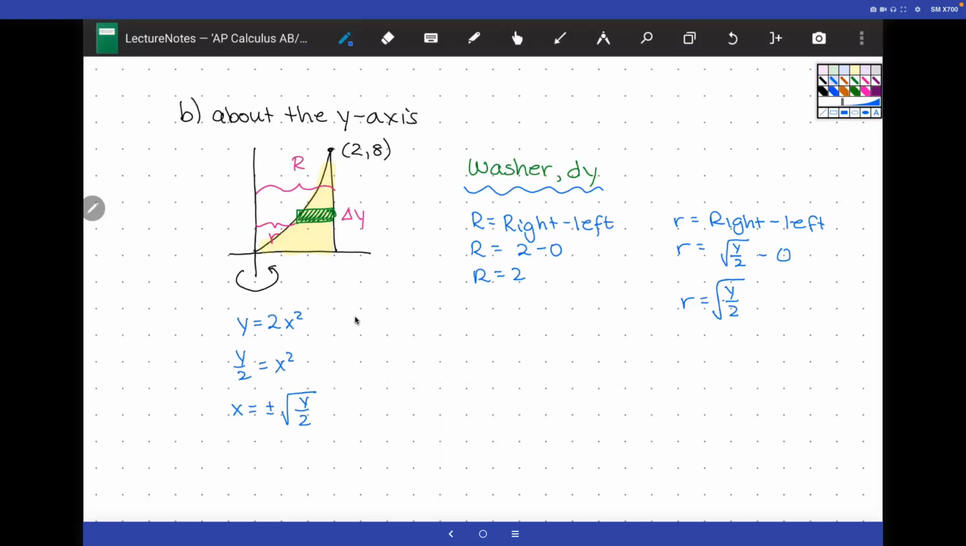But for the little r, it's going to be along the parabola. And remember, since this is a dy problem, you're going to have to take that equation for the parabola and solve for x. Put it in terms of y to get your right function.